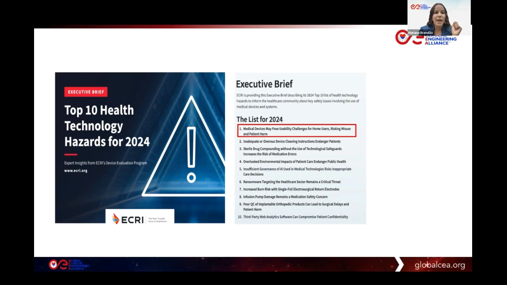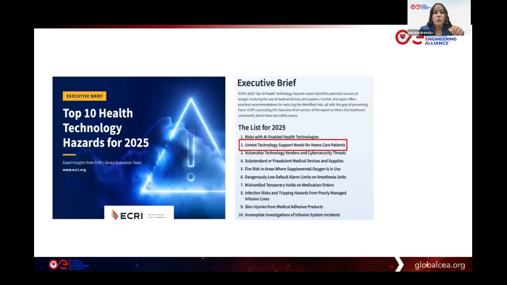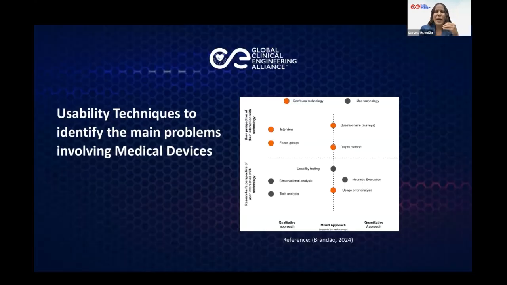And every year, the ECRI organization generates a report about the top 10 health technology hazards for the year. For example, in the 2024 report, at the top 1, the medical devices may pose usability challenges for home users, risking mission and patient harm. And this year, 2025, in the top 10 health technology hazards, we have the unmet technology support needs for home care patients. But how can we identify these problems?